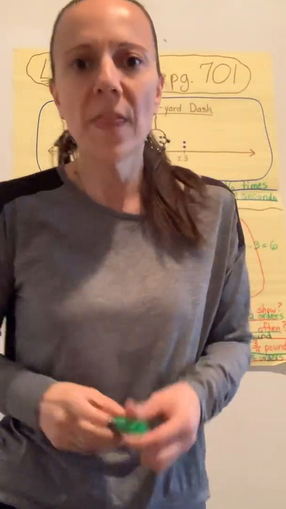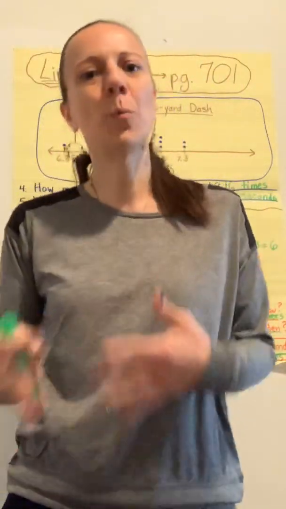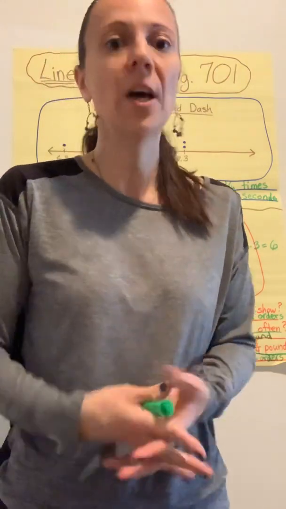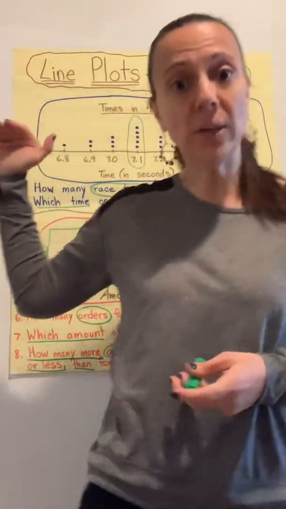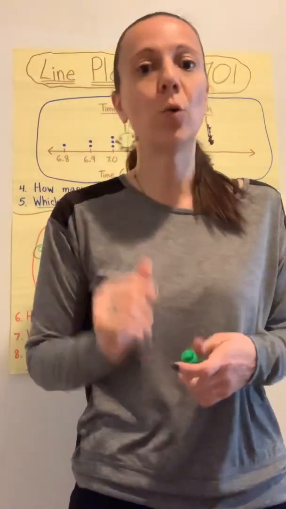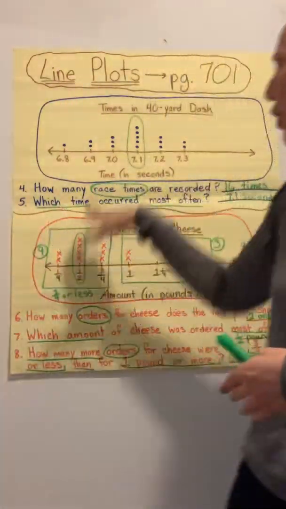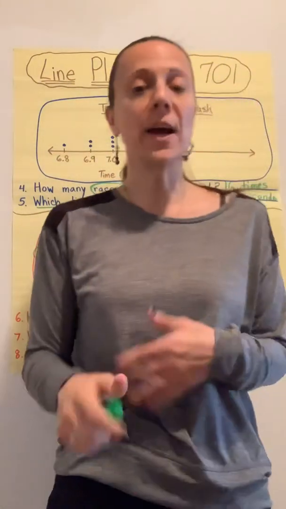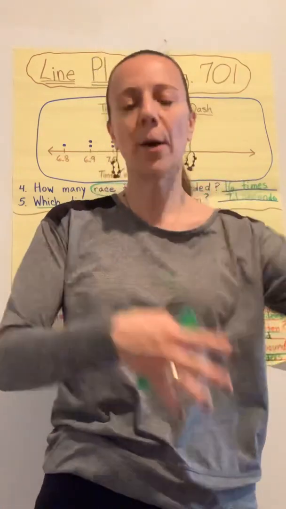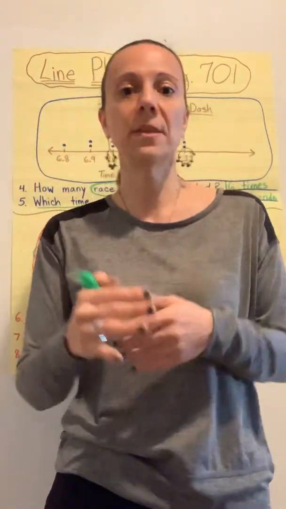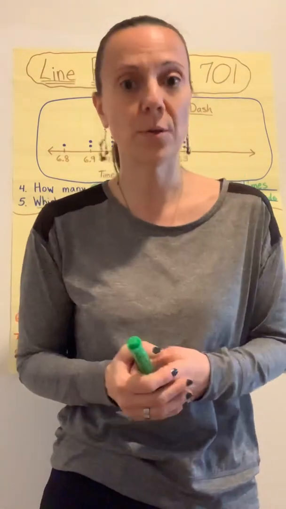Okay, so that is how you solve some of the more common questions that you might be asked on a line plot. Just remember that the title gives you a clue about what each X or circle represents. So if they're asking you about something like times or orders that are listed in the title, or if they're asking you how many people did this or how many answers were given, then you want to count up the circles or the X's that they're talking about.